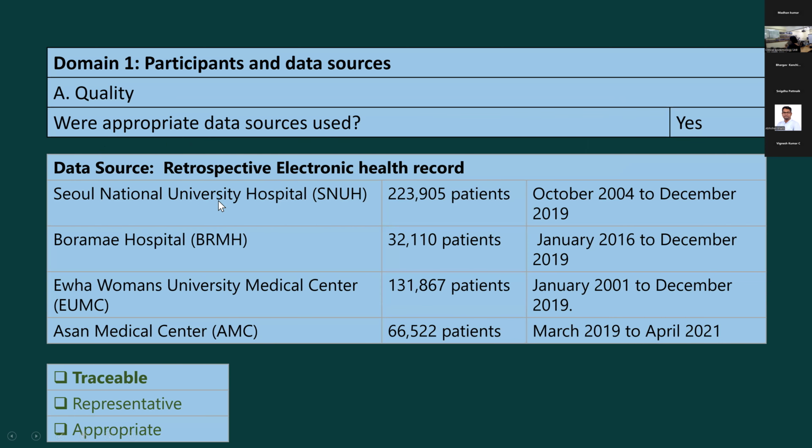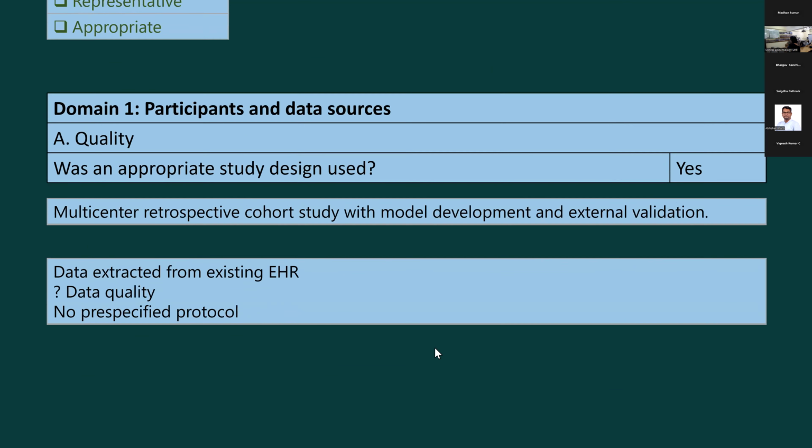One is the Seoul National University Hospital, which is SNUH, Boramae Hospital, BRMH, Ewha Womans University Medical Center, which is UMC, and Asan Medical Center, which is AMC. Almost between 2000 to 2019, all of this data was collected. Most of the patients were from SNUH and UMC, whereas BRMH and AMC had around 32,000 and 66,000 patients. So they have stated the data is traceable, representative, and appropriate.